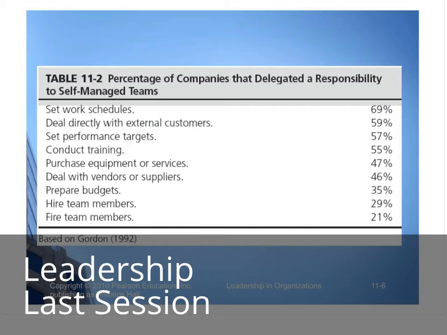Yeah, okay. So, the percentage of the companies that delegated a responsibility to self-managed teams. So you see that setting work schedules is like 69%, then dealing directly with external customers, setting performance targets, conducting training, purchasing equipment or services, dealing with vendors or suppliers, preparing budgets, hiring team members, and firing team members. So if you look at this chart, it's telling you the responsibility of a leader. This is based on a research done in 1992. So you see, setting work schedules is really important.